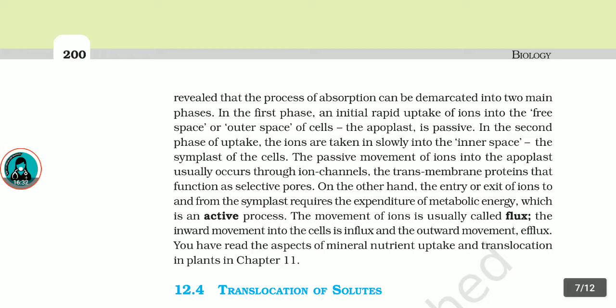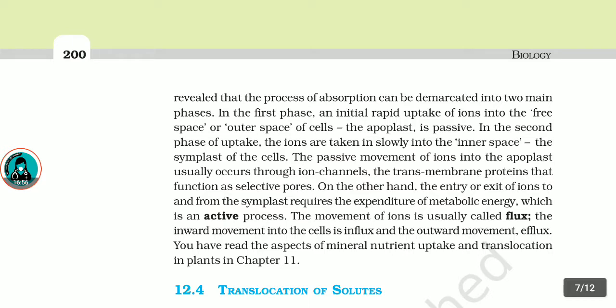The passive movement of ions into the apoplast usually occurs through ion channels, the transmembrane proteins that function as selective pores. On the other hand, the entry or exit of ions to and from the symplast requires the expenditure of metabolic energy, which is an active process. The movement of ions is usually called flux. The inward movement into the cells is influx and the outward movement is efflux.